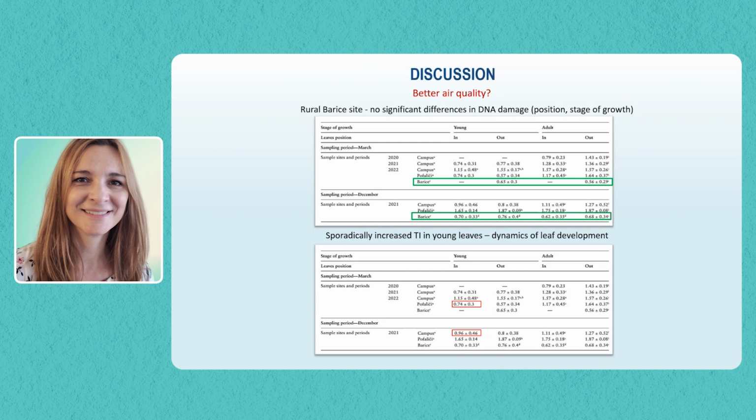And we also sporadically observed increased tail intensity in younger leaves, and we assumed that it could be related to the differentiation of leaves and the dynamics in leaf development. So that is another thing to investigate and check.